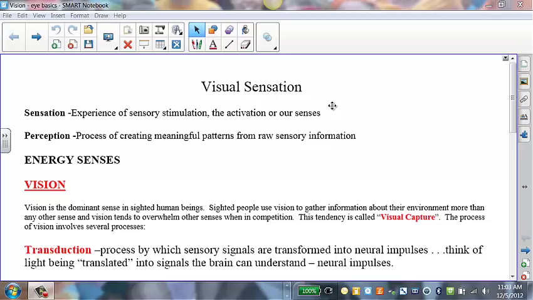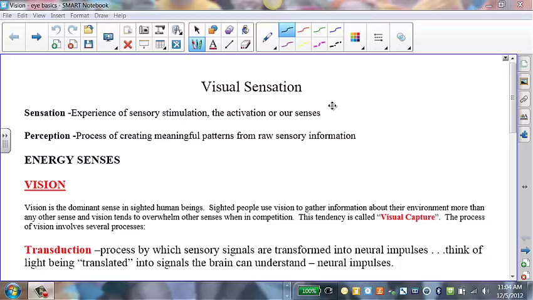Hey everybody, today we're going to talk about sensation basics. We're going to talk about visual processing and the parts of the eye that contribute to a process called transduction. Before we get started, we're going to briefly review the difference between sensation and perception.